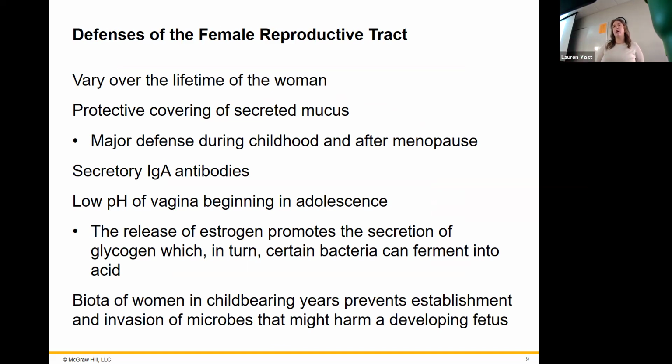We do have a covering of mucus. You will have more or less of that mucus present depending on what part of your life you're in. Again, we have secretory IgA because it's mucosa. Low pH of the vagina will start in adolescence.